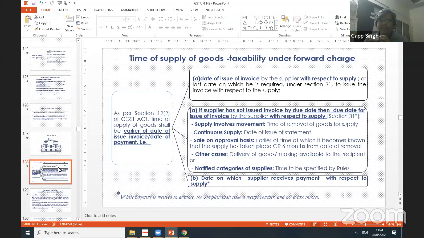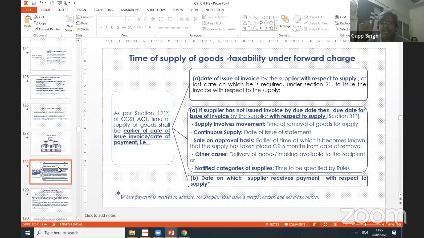But mind that by delaying the issue of the invoice, you cannot escape the tax liability. Rather, you are subject to penalty. And the last date for issuing an invoice under Section 31 of the CGST Act is that before or at the time of delivery, you have to issue the invoice. This is the basic rule where supply involves movement of goods. And in the case of continuous supply of goods, like gas, or supply of liquid, etc., there is a periodic time at which the invoice is to be issued.